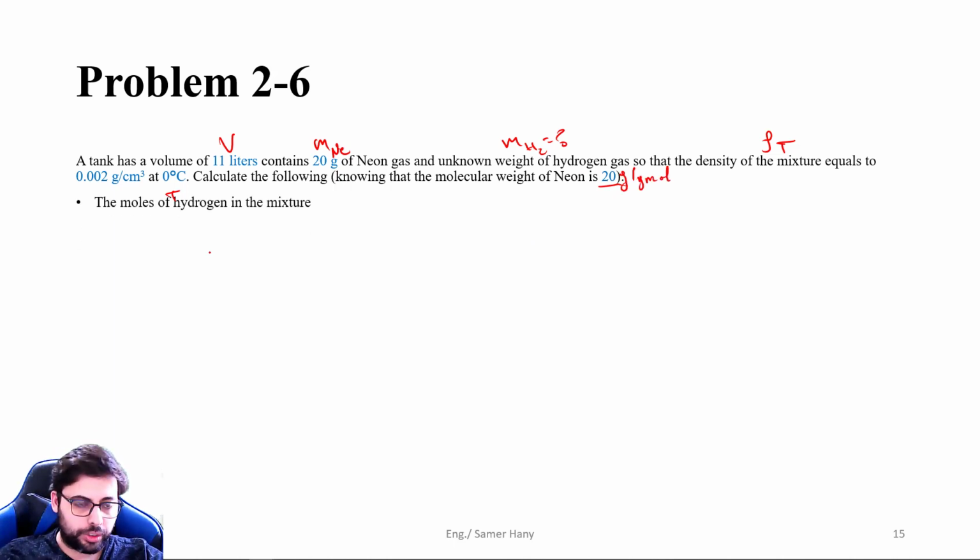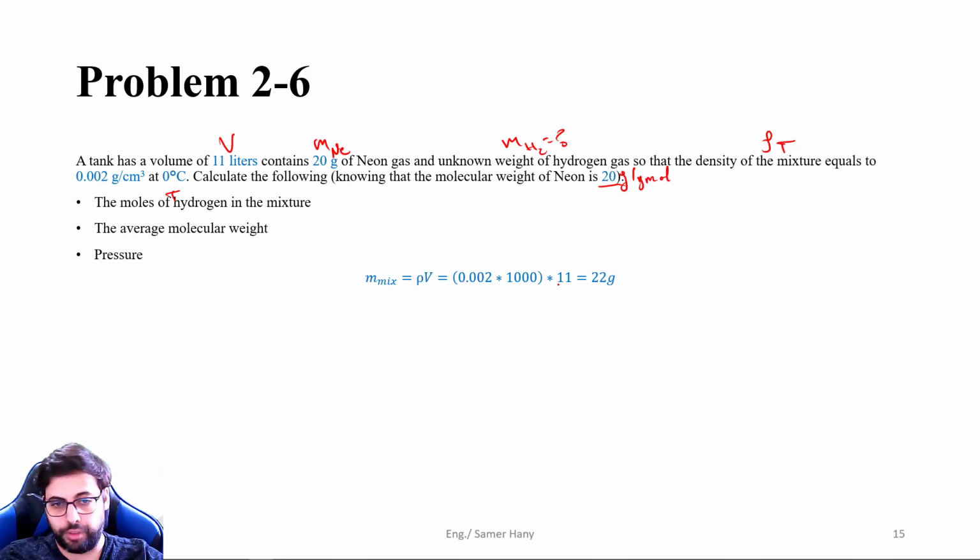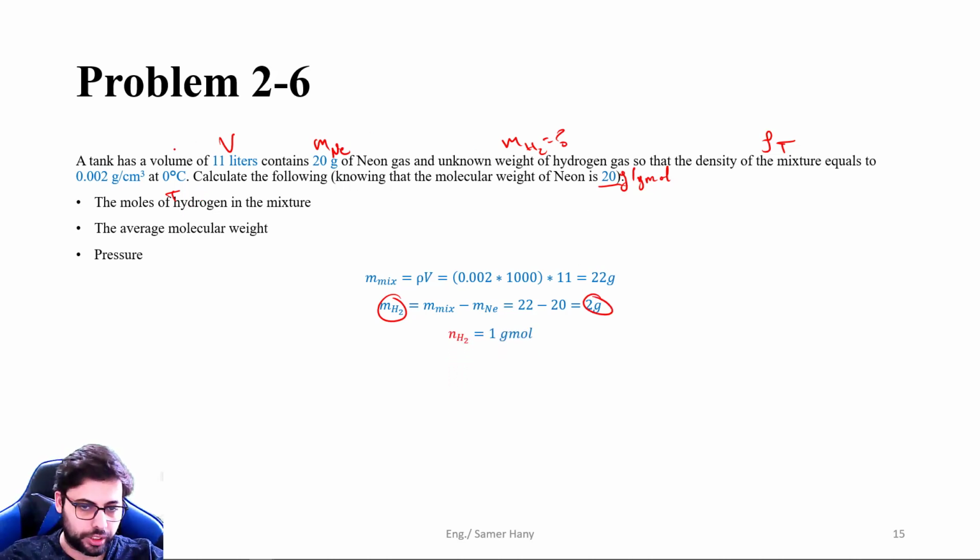Alright, so the first thing we need to know is the moles of hydrogen in the mixture, then the average molecular weight, and then the pressure. The mass of the mixture is just the density times the volume. We can get the total mass as 22 grams, and we already know that neon is 20 grams in the system. So to get the hydrogen mass, it's just the difference between the total mass and the neon mass, which is 2 grams. To get the number of moles of hydrogen, we just divide this mass by the molecular weight for hydrogen gas, and don't forget that hydrogen gas is diatomic. Total molecular weight for hydrogen is 1 times 2, okay?